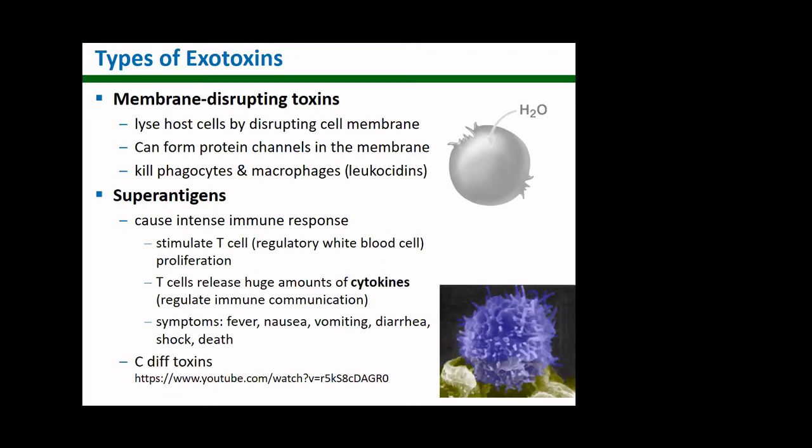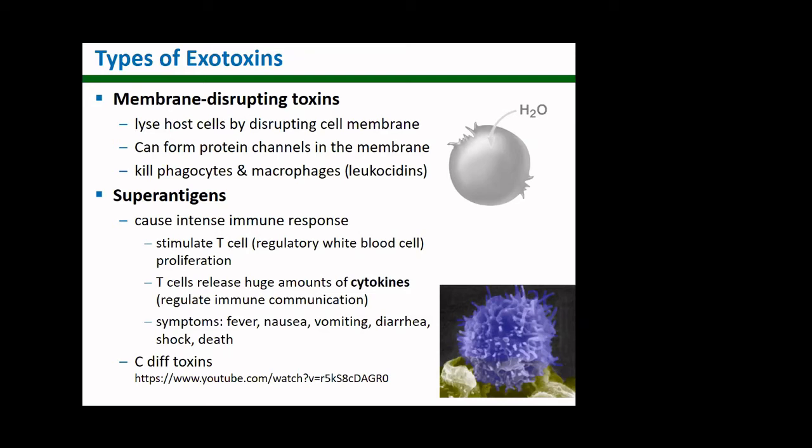Then we have superantigens. Superantigens cause a very robust immune response. So robust that it's no longer a good thing. Okay, too much immune response is bad. So a normal amount of immune response will alert the immune system that there's a pathogen present, and it will work to get rid of that pathogen and clear the infection.